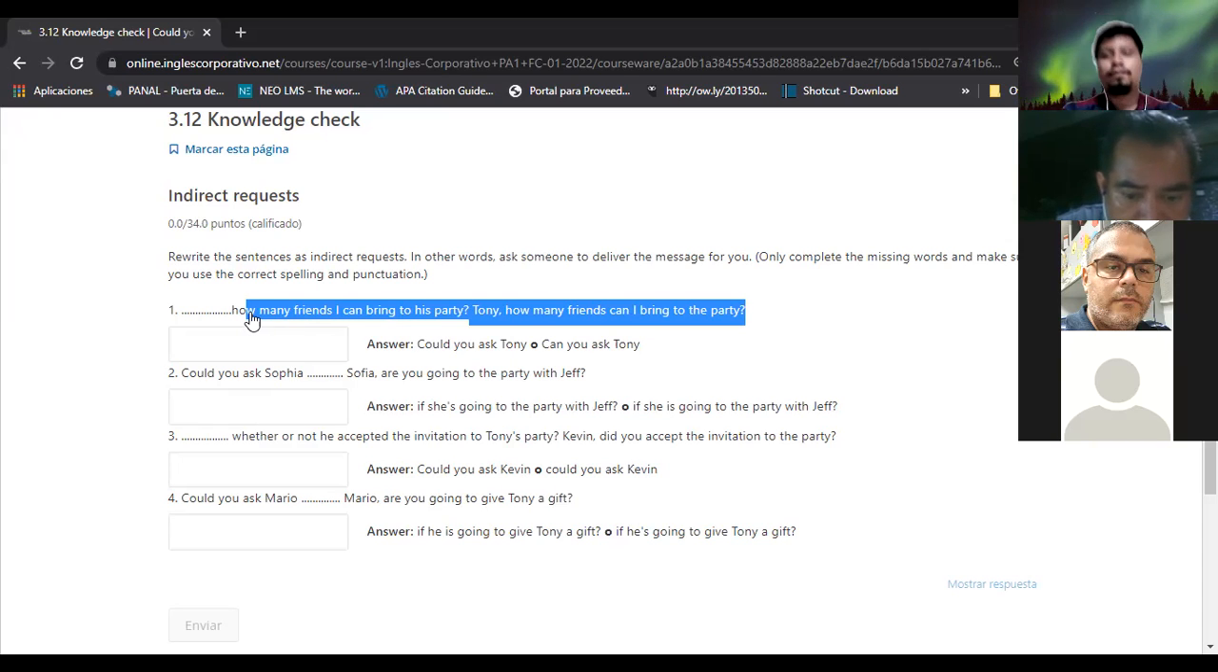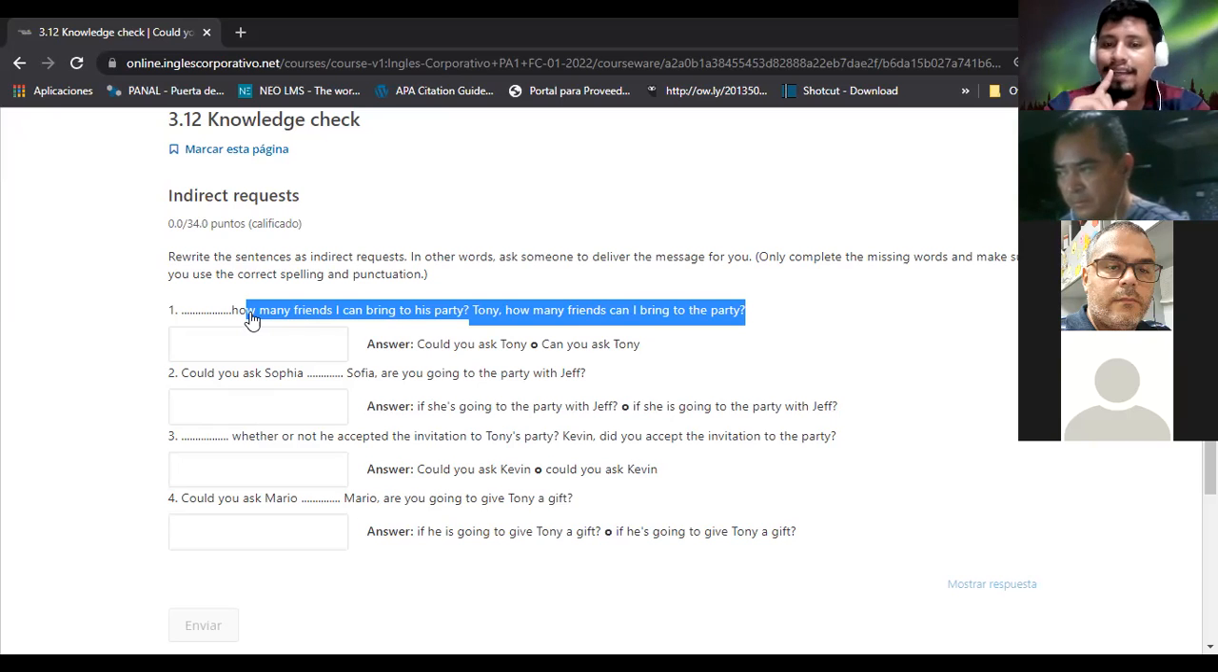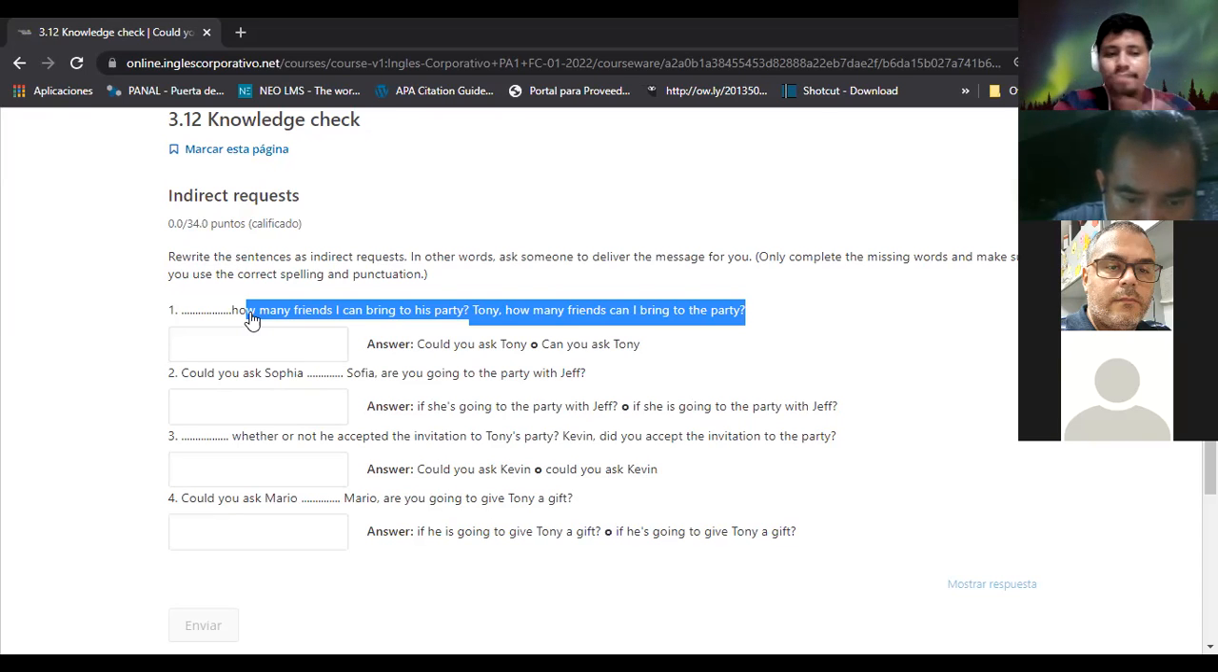Yeah, we can use, would you mind ask Tony? Yes, we can use it. We can use it in that way too. So, but as I said, in the platform, we are going to have just two options. Okay. It happened because we're using the modal can. So for that reason, we are using that one specifically, the modal can. So in past, okay. Could you ask?